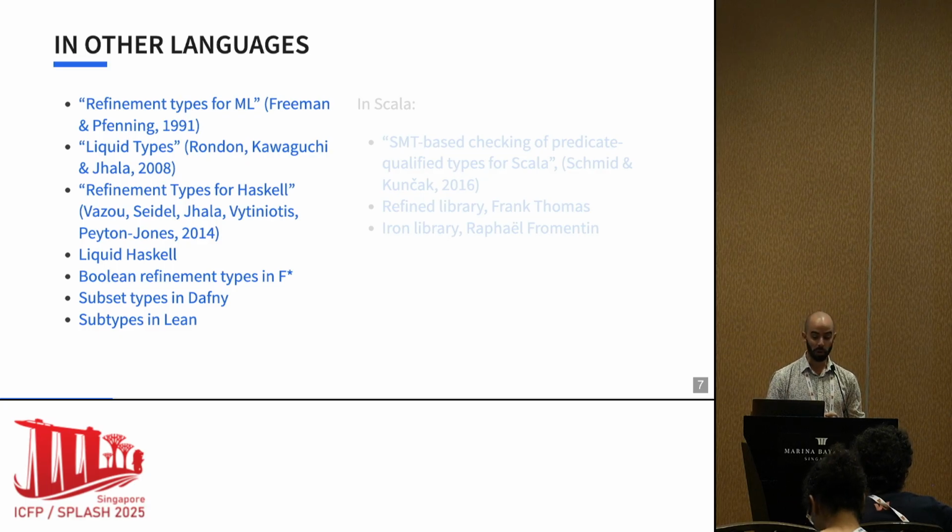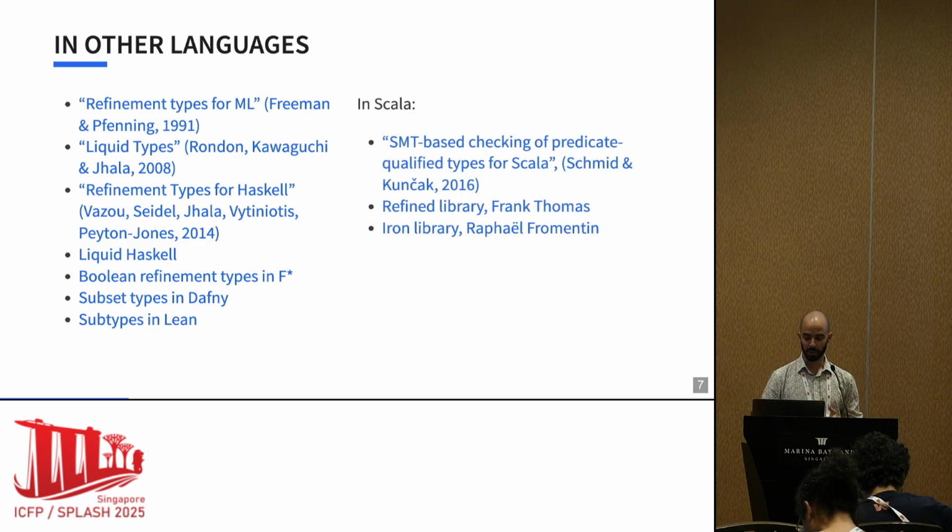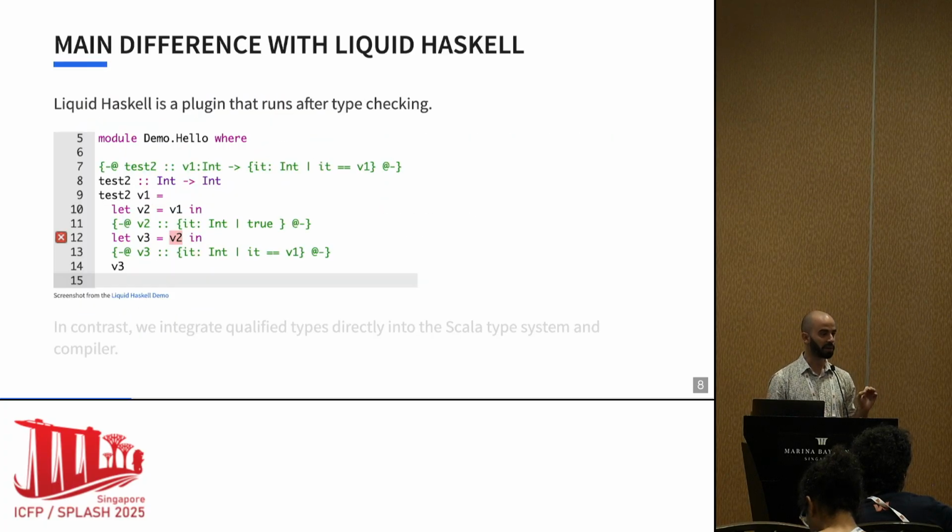The most known implementation is liquid types for Haskell. And we also had some previous work in Scala. So I will not have time to go through all these different existing implementations, but maybe just one main difference with Liquid Haskell that we have is that we want to treat these qualified types as first-class types. In Liquid Haskell, it's a bit different.